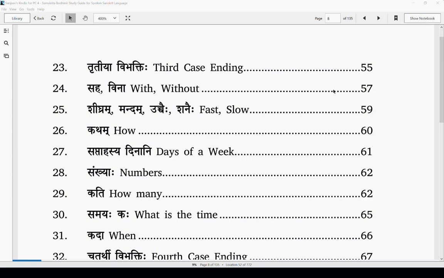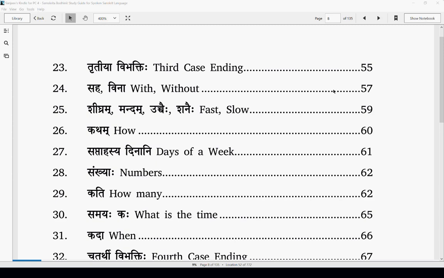But for vina, there is an option. We have dviti also, tritiya also. Tunam vina. Tena vina, tunam na chalati. Tena vina is also there. Jalam vina matsya na jivati. So there are dviti and tritiya for vina. Vina is without, that you know already.